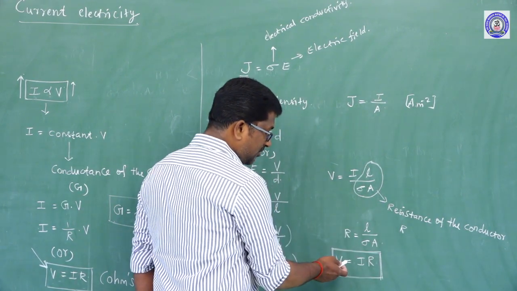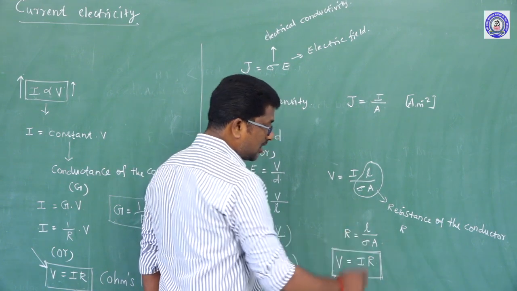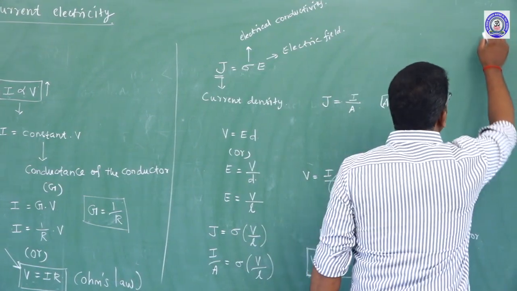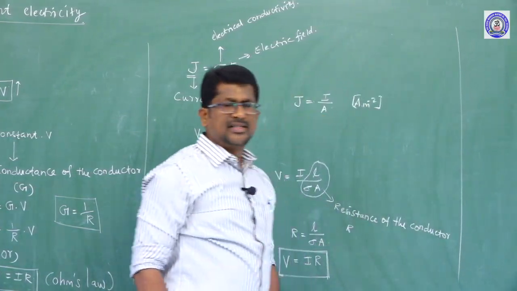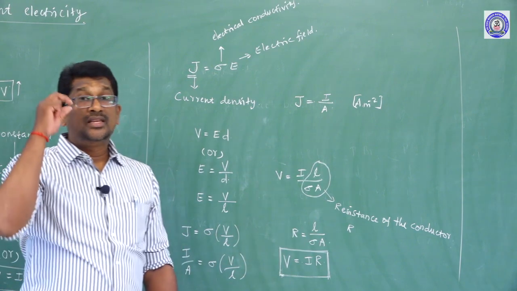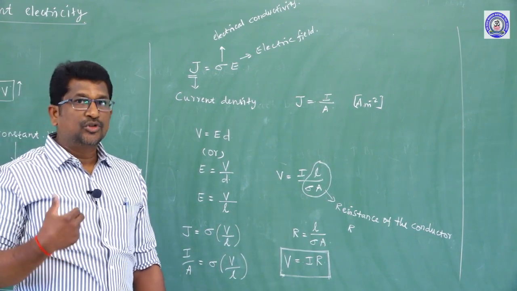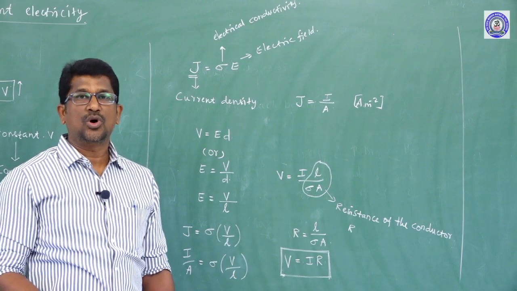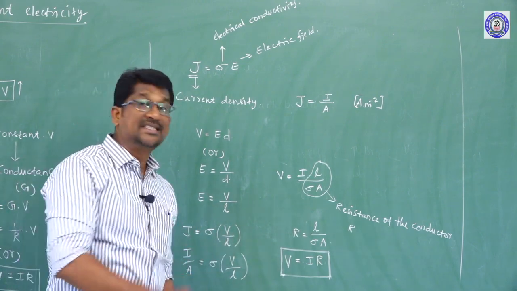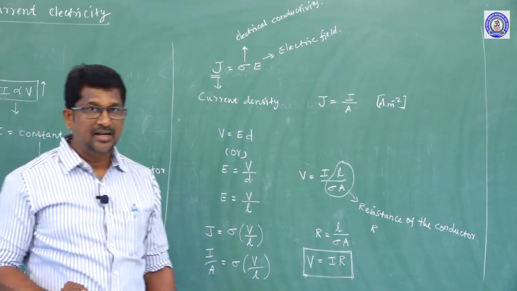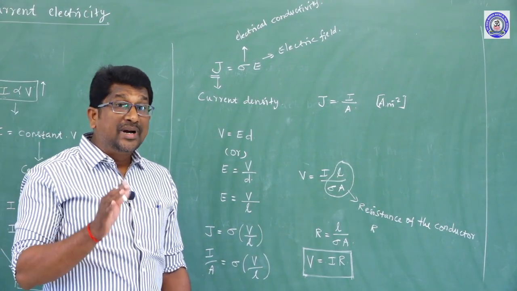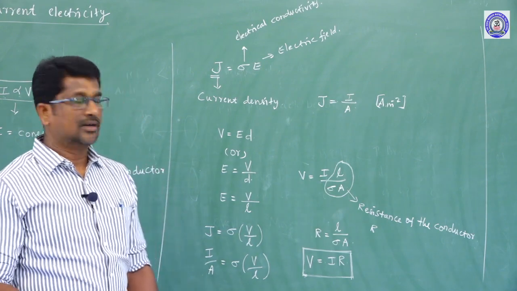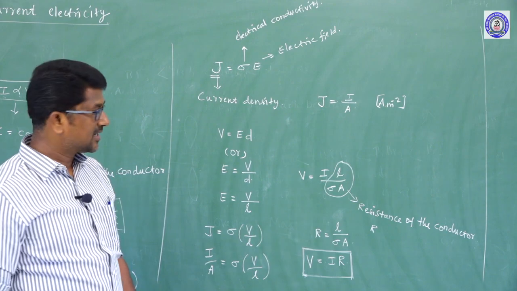In this equation, V is the potential difference, I is the electric current, and R is the resistance of the conductor. What is the resistance of the conductor? Generally, resistance means the opposition given by the conductor or the material to the current flow, or to the electric charges. Resistance is nothing but the opposition offered by the conductor to the current flow.